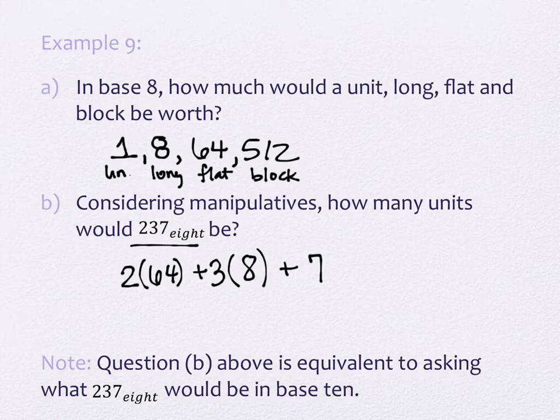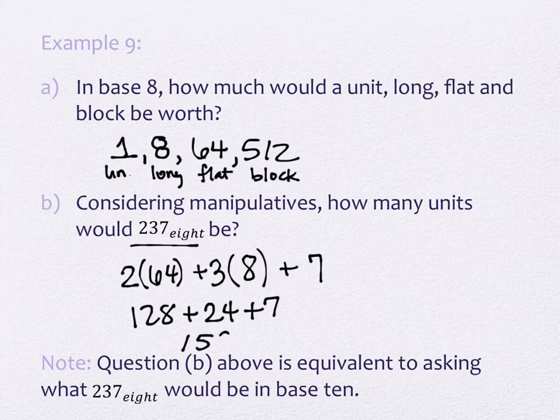So what is 2 times 64? What is it, 128? 3 times 8, of course, 24, and then 7 more. What would be my total? 159. So there's 159 individual units. This question that I just did in Part B is equivalent to asking what 237 base 8 is equivalent to in base 10. Okay? So we're turning it all into base 10 because that's our familiar number system. That's the idea.